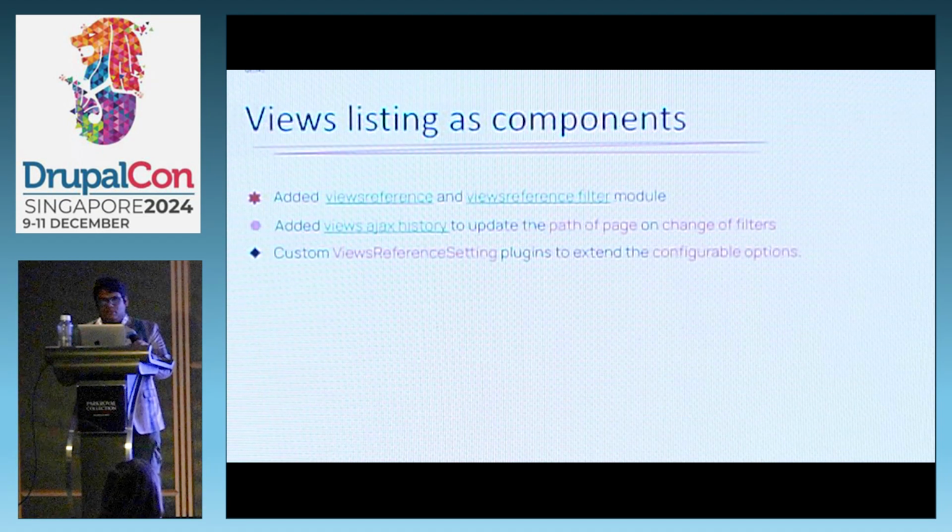This all was well and good for static components, but what about views listings? Listings also need to be added onto the page, and those pages need to be dynamic as well. So that's where we added the view listing as components as well, where the Views Reference and Views Reference Filter modules helped us a lot. We added Views Ajax History to update the path of the page, so that whenever a listing has been embedded, it does not feel like it's not a proper page listing, and proper path updates can happen. And we also added some custom plugins for some customizations.